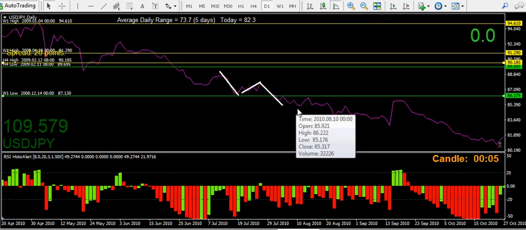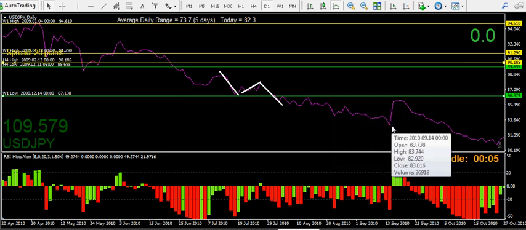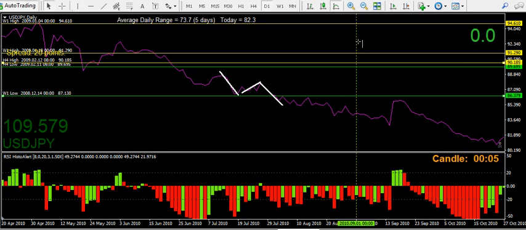Swing 1, forget that little thing there, swing 1, swing 2, swing 3. Didn't pull back or close, so there's no way you could get faked into that trade. And once you've broken swing 3, let's have a look at that one, because that looks like it might have been faked into the long side.